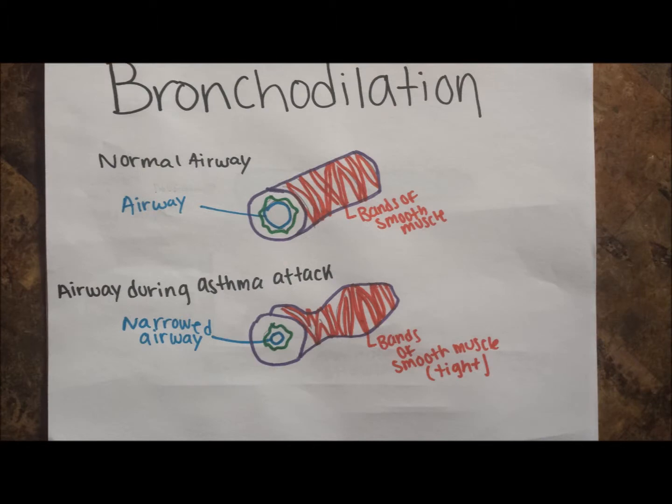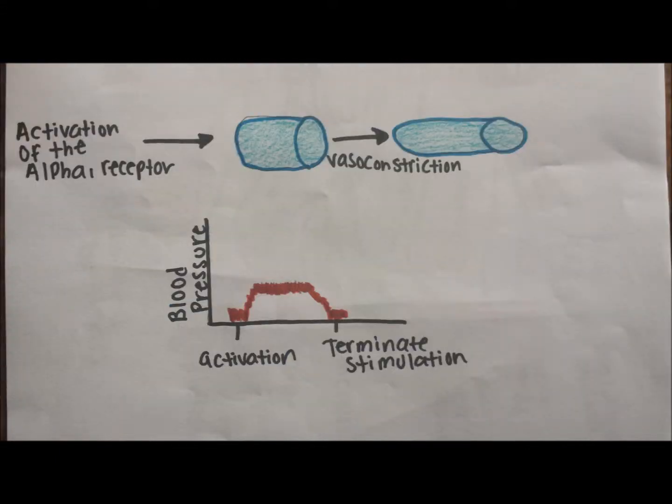Bronchodilation is a widening of the lumen of the bronchi, allowing increased airflow to and from the lungs. This is needed when a person is having an asthma attack. The alpha-1 receptors are located in the arteries. When stimulated by epinephrine or norepinephrine, they cause the arteries to constrict, which increases blood pressure.